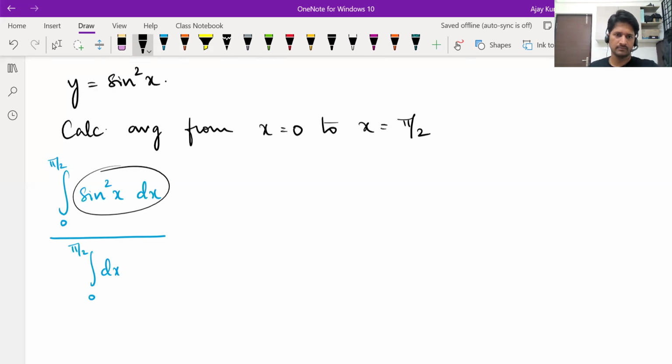Your integration by parts. How do you do that? I'm not really sure, sir. One second, try solving. Okay, Isha, any idea how to integrate y is equal to sine square x dx?